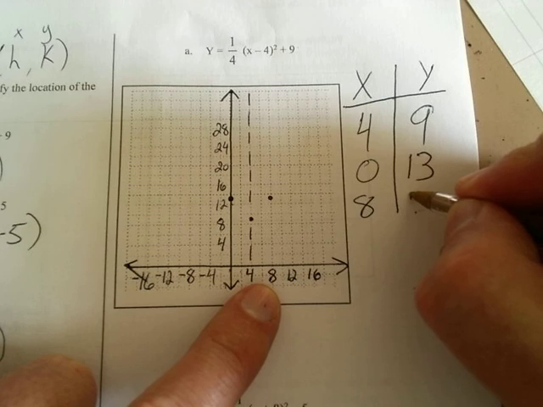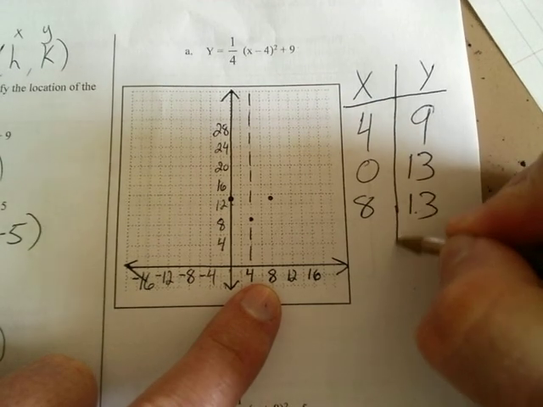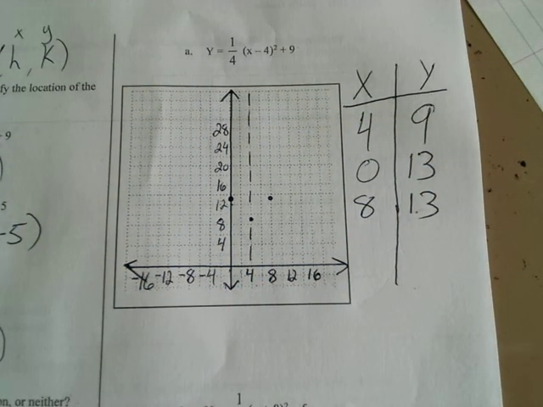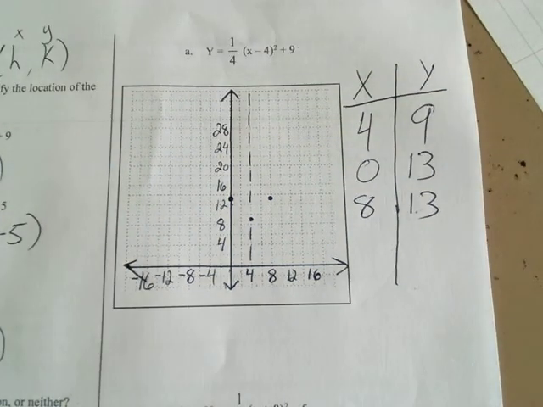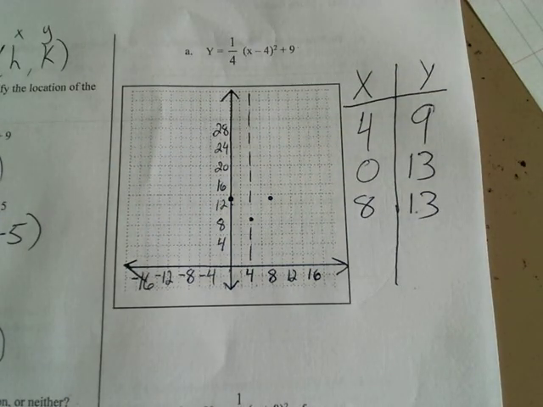12, 13. It's the exact same y value. So if you are equal distance to the right or left from the line of symmetry, you'll be at the same y value, the same height. All right, let's choose something else.